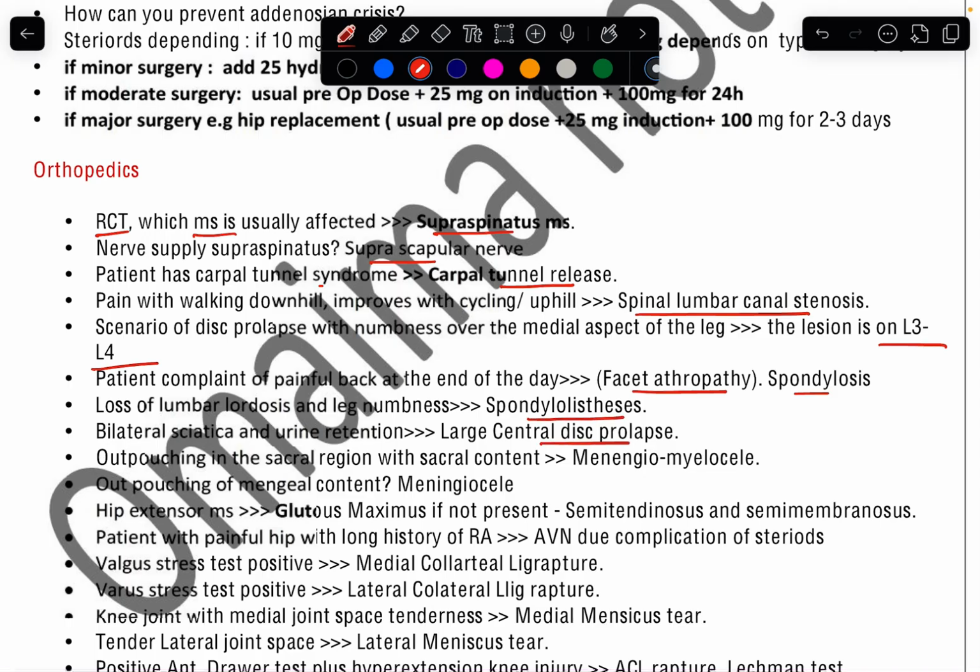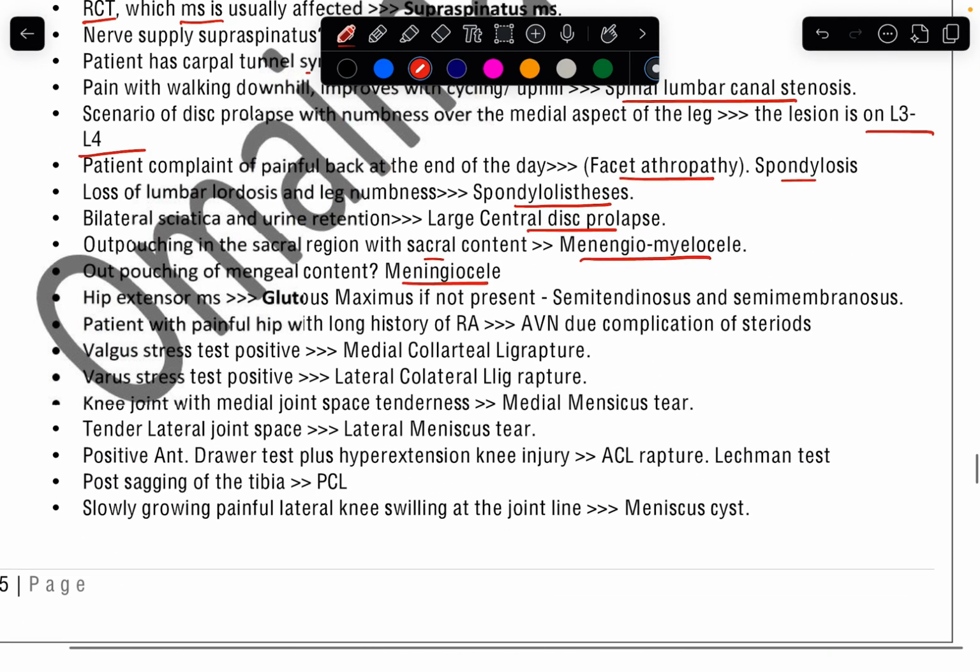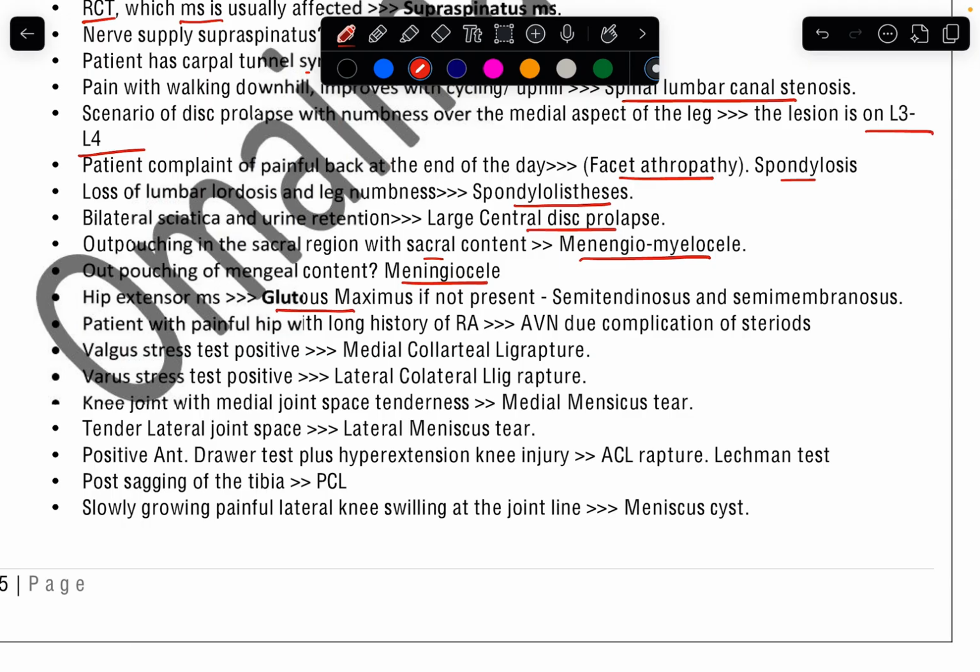Bilateral sciatica: central disc. Outpouching in the sacral region, sacral content: meningomyelocele. Outpouching of meningeal content: meningocele. Extensors: gluteus maximus; if not present, semitendinosus, semimembranosus. Patient with painful hip with a long history of rheumatoid arthritis: avascular necrosis.